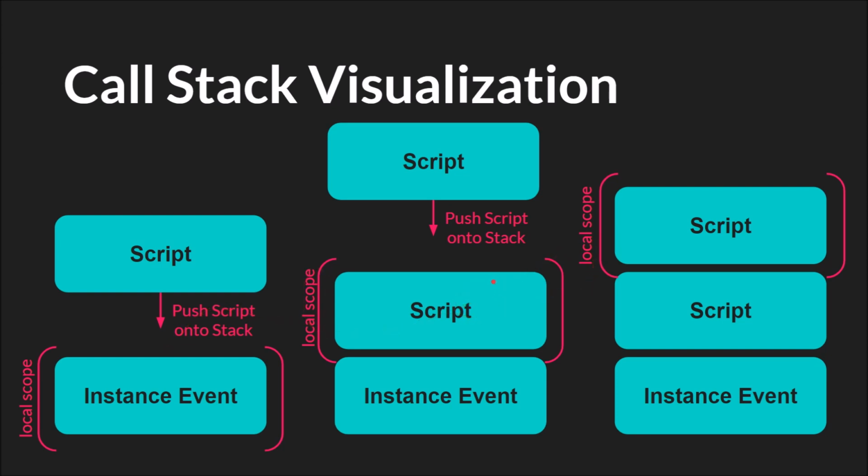If it calls a script, that script gets pushed onto the stack and it has its own local scope. And once these scripts start finishing, they get popped off in the same order. So then this would get popped, and this would get popped, and you'd return to the same instance event. So let's switch over to GameMaker Studio 2 and see some examples.